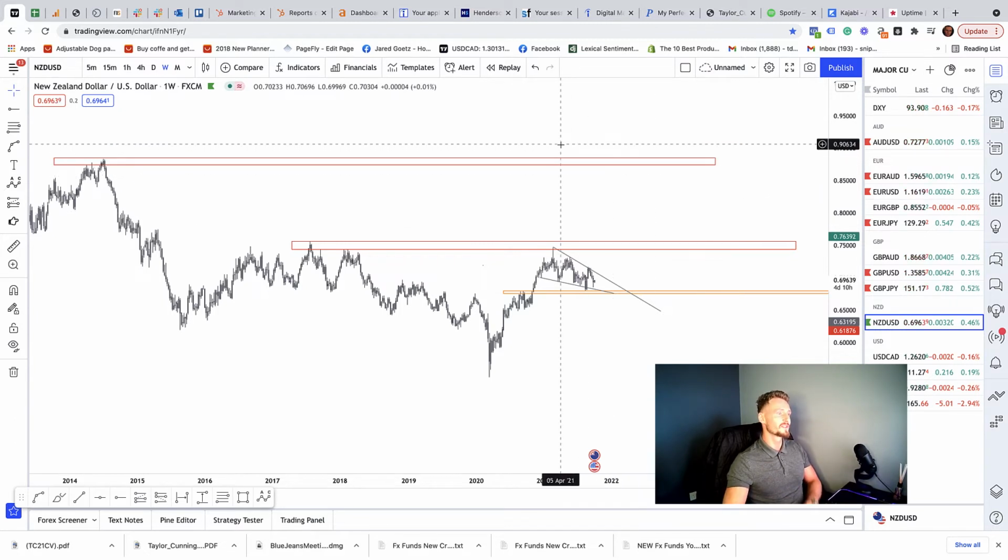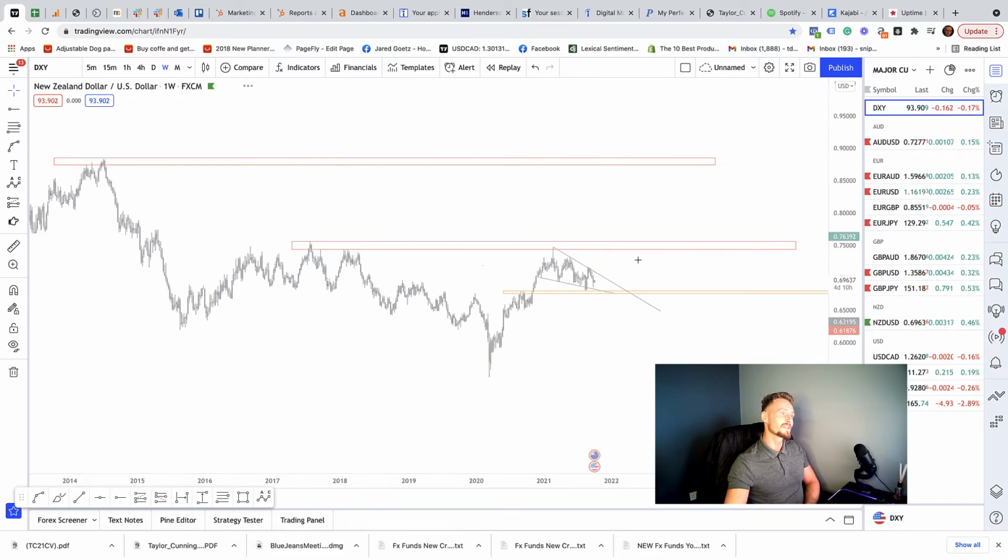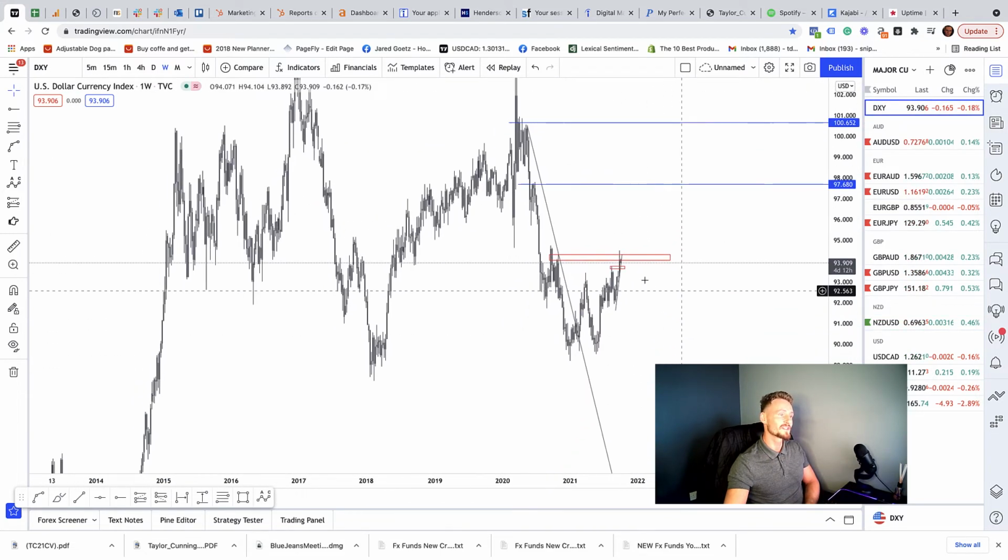So NZDUSD, from a technical standpoint, I think we're bullish. I think we're going to break out of this pennant, and I think we're going to move up into that area of resistance you see in red, round about that 0.75 handle. But again, the dollar being strong would suggest this pair coming down below. But I mean, just quickly going back to the dollar index, you can see that we did have that area of resistance. We could potentially use that as a push.